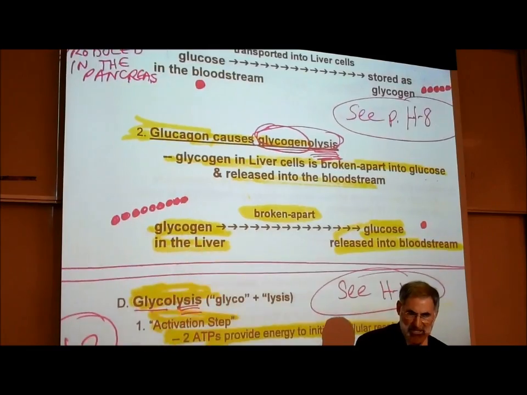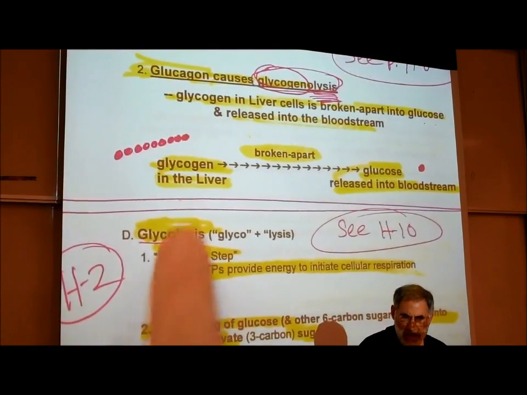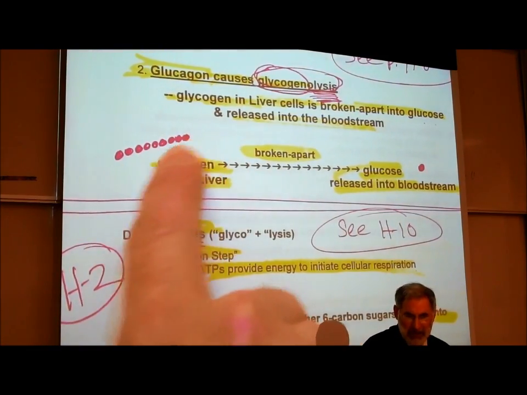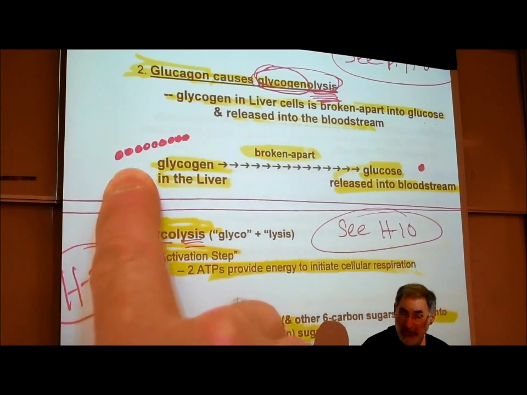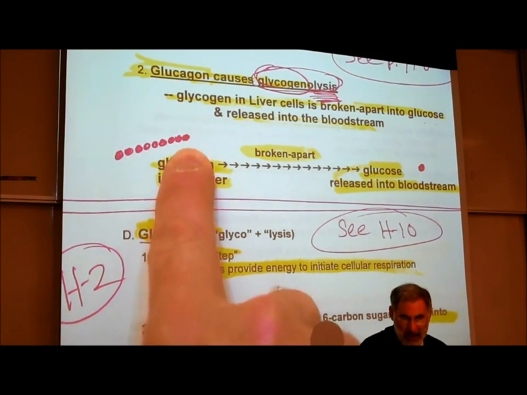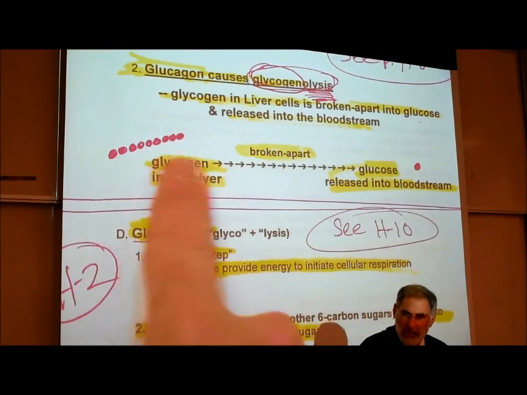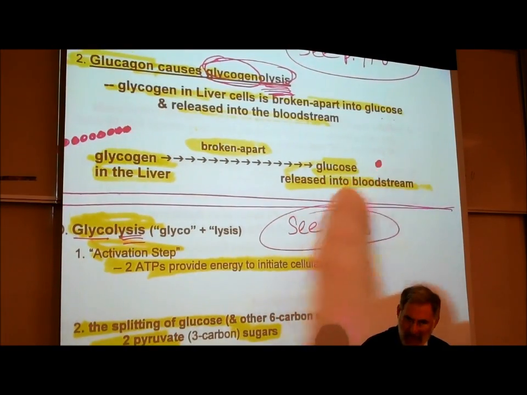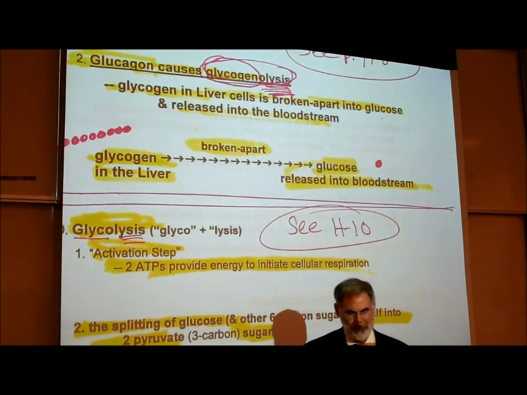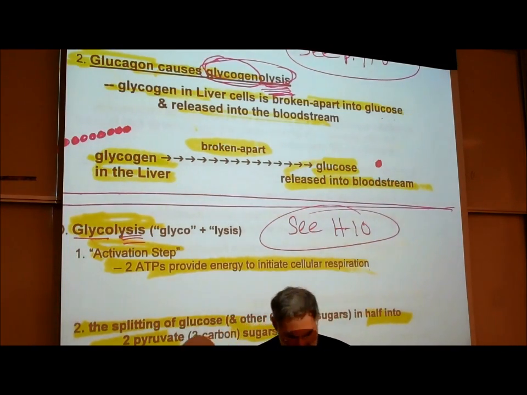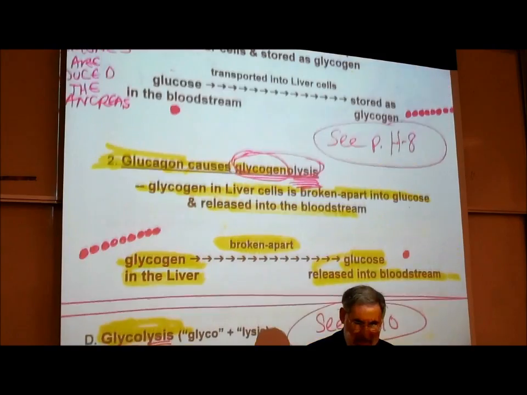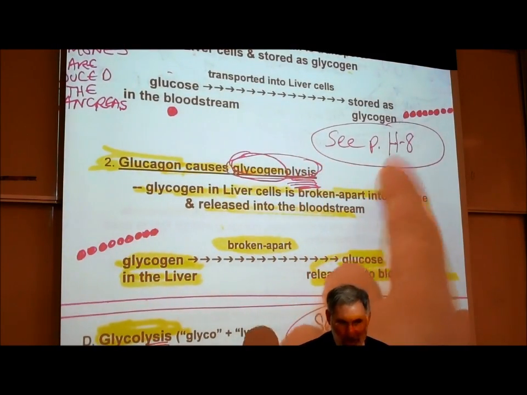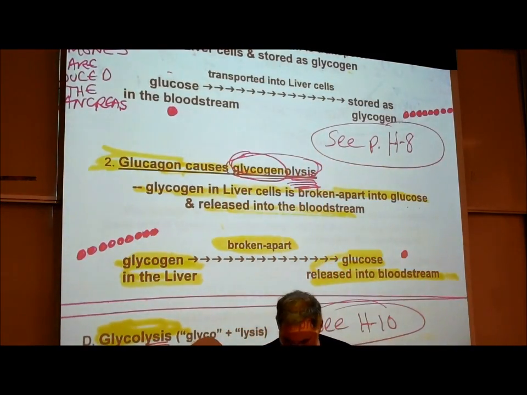So here's how I represented it. Glucagon hormone causes the glycogen, represented by this chain of red balls, because it's a polysaccharide, to be broken back apart into glucose and to release this monosaccharide glucose into the bloodstream. Let's show you one more picture to help you visualize this. Let's look on page H8.